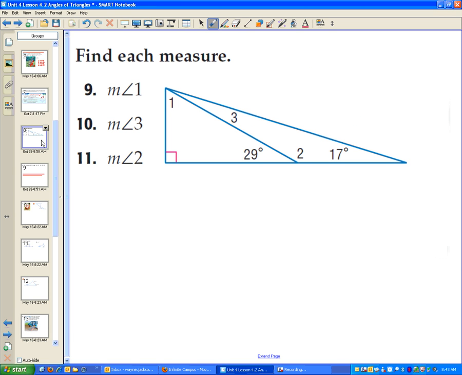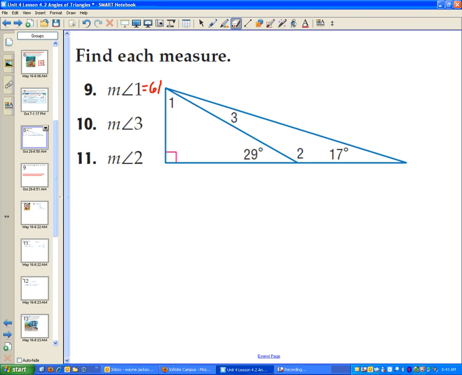Let's do 3 more examples and I'll let you work. What's the measure of angle 1? How'd you get 61? Yep, that's what I would do. 90 plus 29, looking at this triangle right here, is 119, and then 180 minus 119 is 61. That's the way I'd do it.